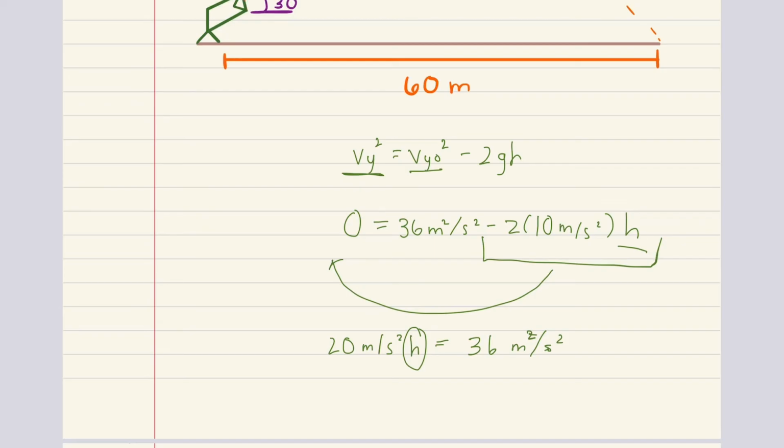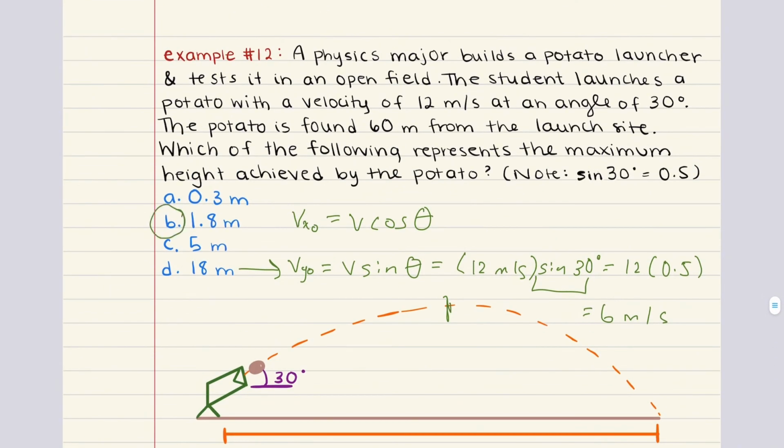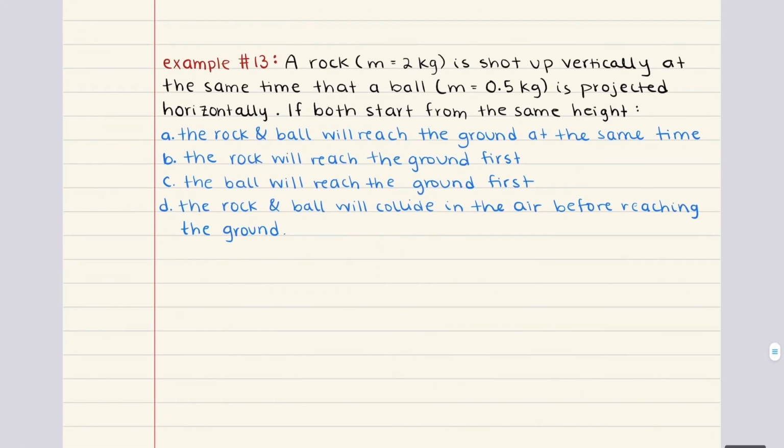Again, we just want to solve for h, so what we're going to do is divide both sides by 20. This is going to give us that h is equal to approximately 1.8 meters. And the correct answer for problem 12 is going to be answer choice B. Wonderful. Let's move on to problem 13.